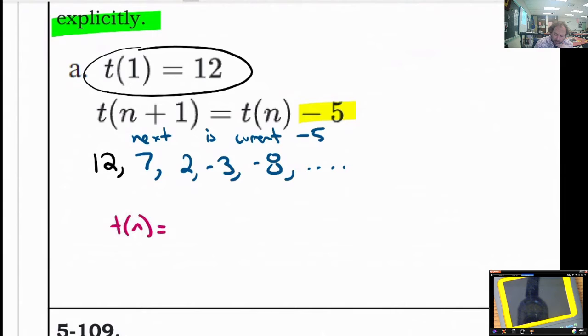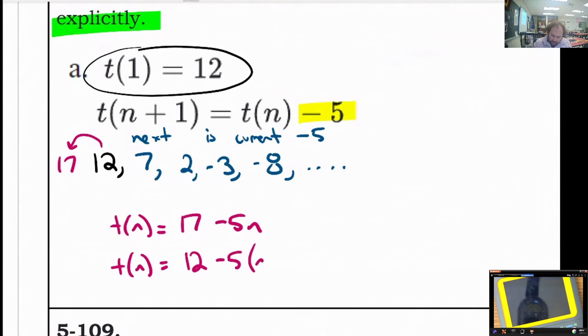Normally what we would do is go back in time one step to 17. We'd go back in time and do 17 minus 5n. That is probably the most straightforward way to do this. Minus 5 is the slope, or the common difference in this case, and 17 is the 0th term, where you would usually start. Now, if you don't like finding 17, what you can do is start at 12 and subtract 5 times n minus 1. That works also. So it's kind of up to you how you want to do this.